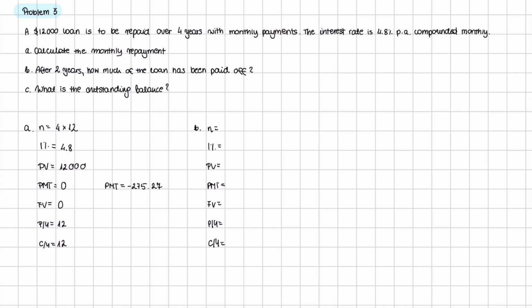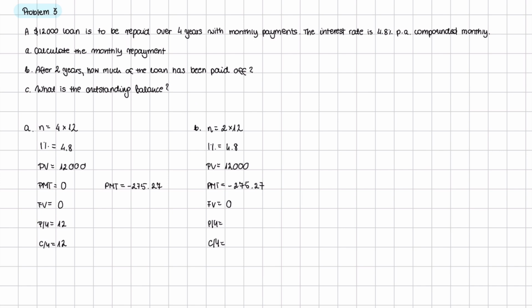So we just change our time, that is 2 years times 12, because we still need to repay it monthly, and interest rate stays the same, present value also the same, and we also need to type our PMT that we received from A, because now we know how much we need to repay. So it's minus 275.27.